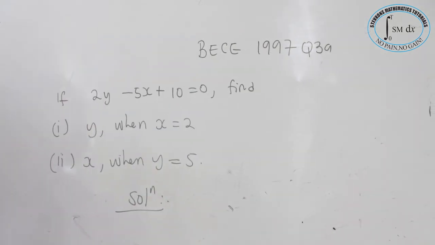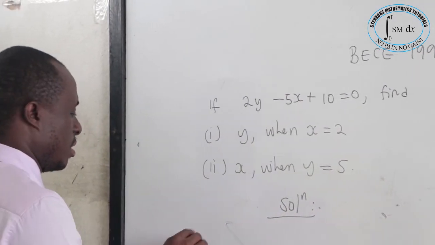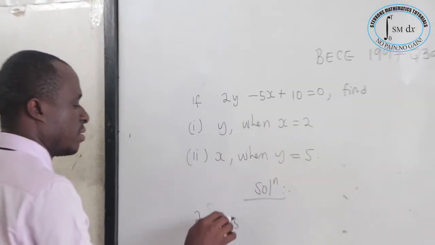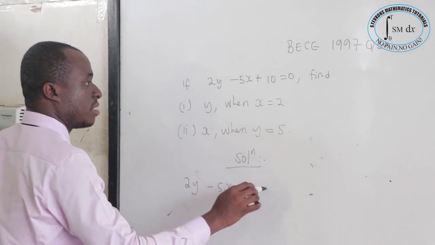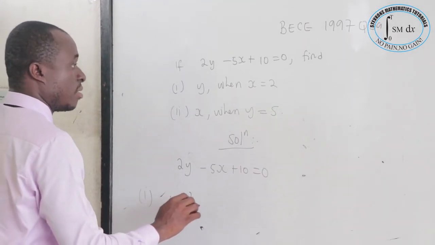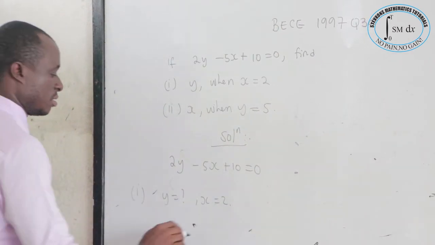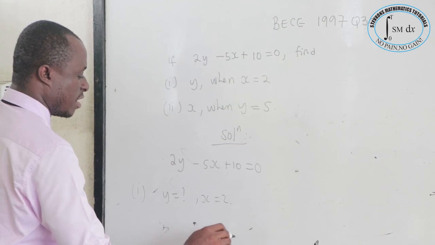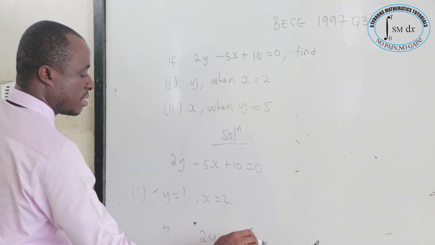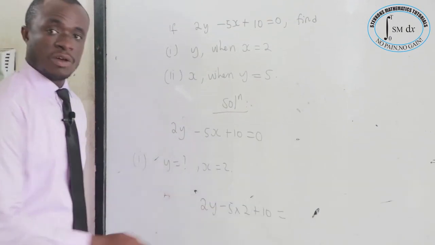Now this is 1997 question 3a, we have 2y minus 5x plus 10 equal to 0. Now part one says you find y when x is 2. So you have to substitute 2 in it. So you have 2y minus 5, our x is 2. So where x is, we have 2.